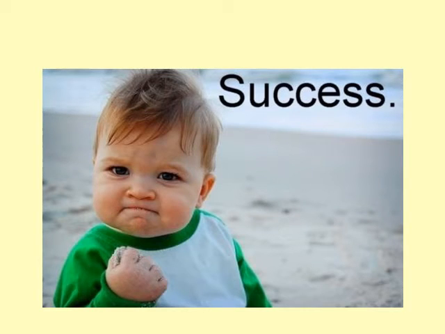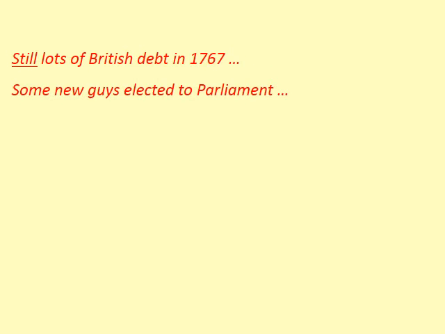So, happy baby meme saying, success, we worked, it did it, or did it? See, that's what the question mark there means. Maybe this wasn't quite so successful. The main problem hasn't been solved yet. There's still a lot of debt owed by Britain 4 years after that war. And some new guys have been elected to Parliament, and they've got some new ideas of their own.